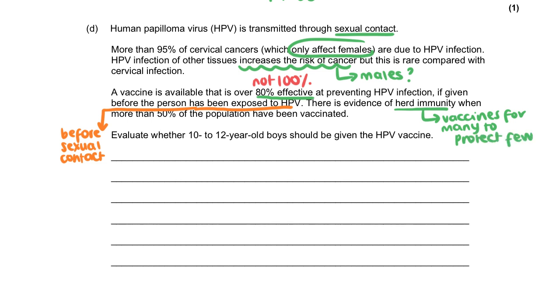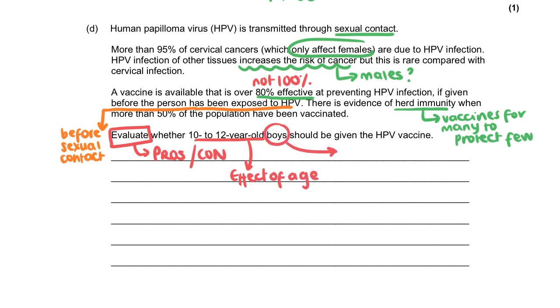And this question is an evaluate. So evaluate whether 10 to 12-year-old boys should be given HPV vaccines. And the key here is this word evaluate. So we need to discuss the pros and the cons. So we need to have a yes and a no, or a no but. 10 to 12-year-old boys is important, so we need to consider the effect of age. And the fact that it's boys is important because we have to talk about the gender separations.